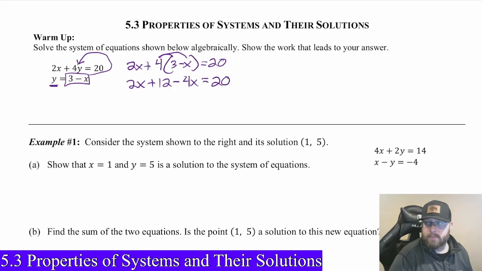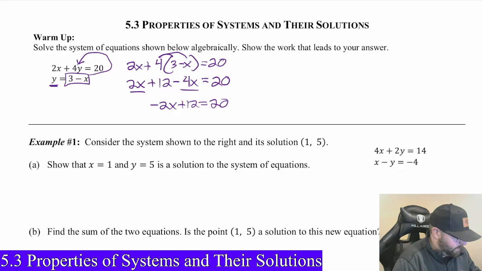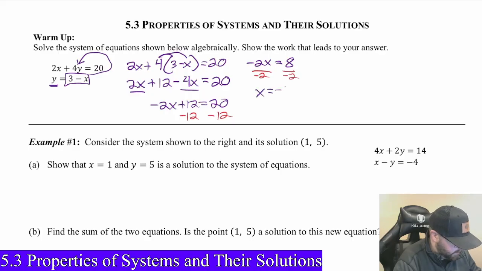Now we want to combine those like terms. 2x and negative 4x add up to negative 2x. Now that we have all of our x's combined on that side, we can subtract 12 from both sides. We get negative 2x equals 8. And then when I divide both sides by negative 2, I get x is equal to negative 4.